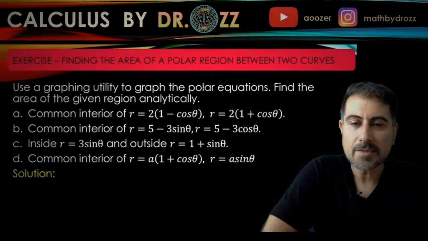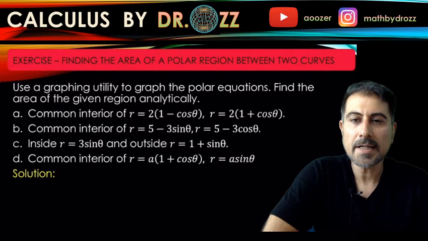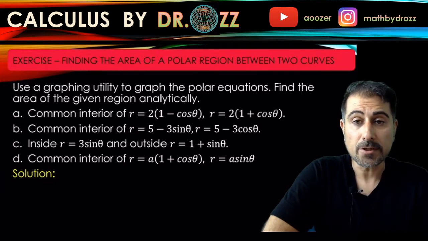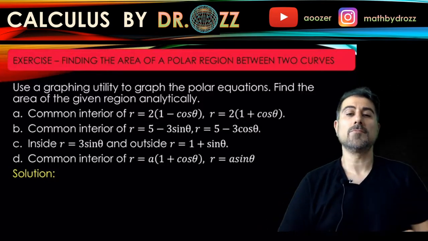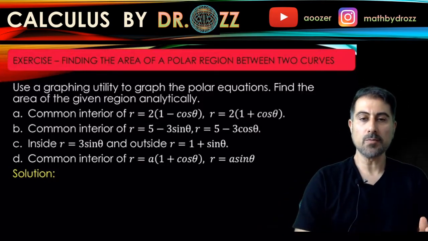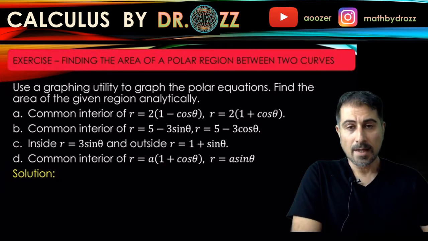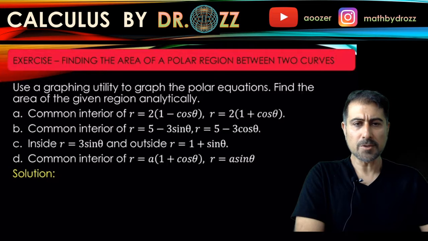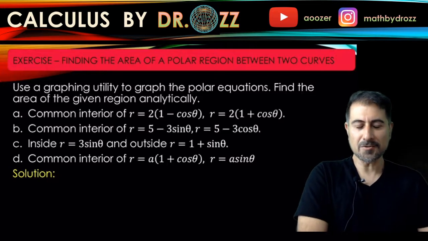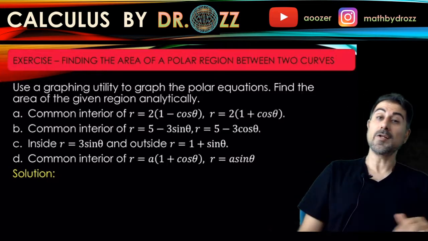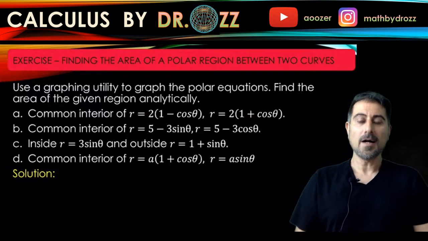All right, let's start with part A. We're going to find the area of the common interior. We have two curves, so the common interior of r equals 2(1 minus cosine theta) and r equals 2(1 plus cosine theta). At this moment, please have your TI-84 and start graphing these two curves. And don't forget to put it in polar form, obviously.